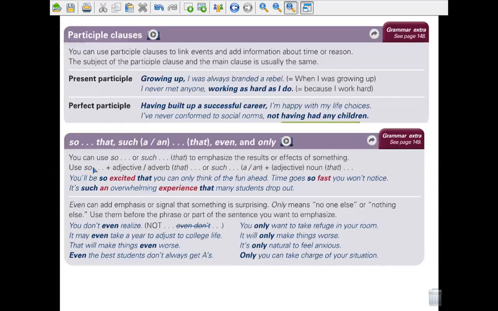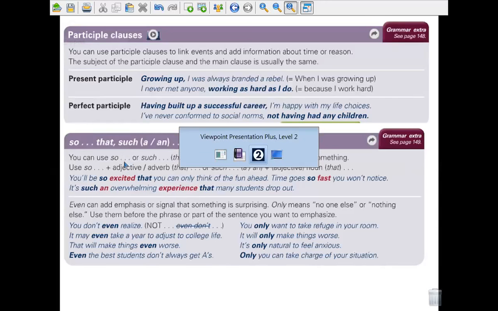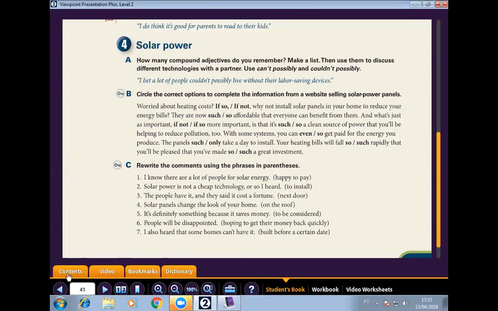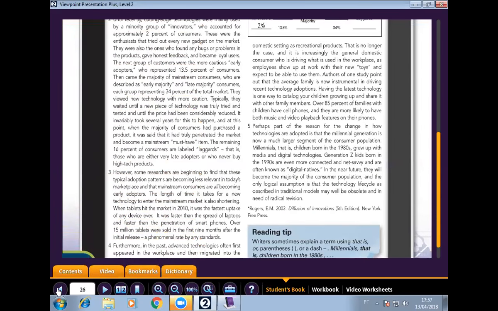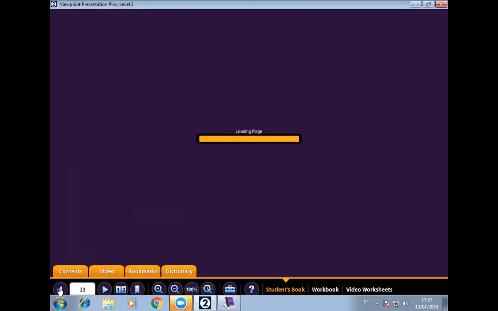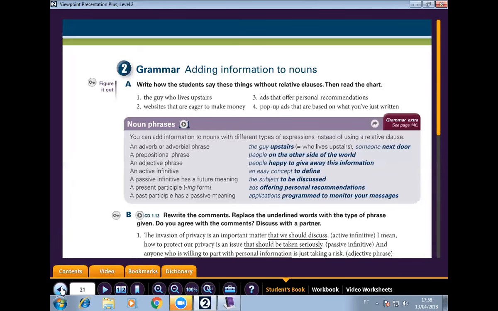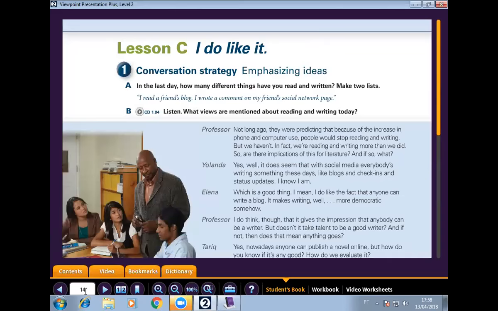You're going to see that if I use so, it's going to be wrong and it will sound strange. Look, you'll be so excited that, adjective, okay? There is no noun here. It's such an overwhelming experience that, experience, noun, overwhelming, adjective, okay? And in your book, let me go there for you. Hold on. Yeah, here.